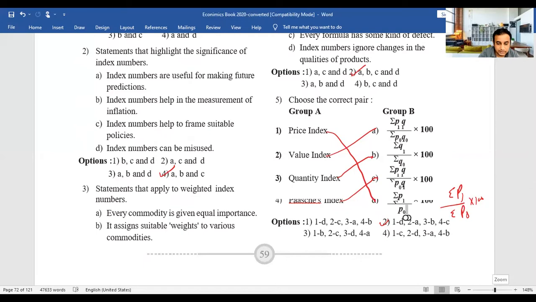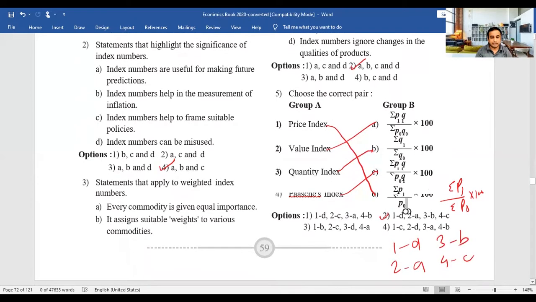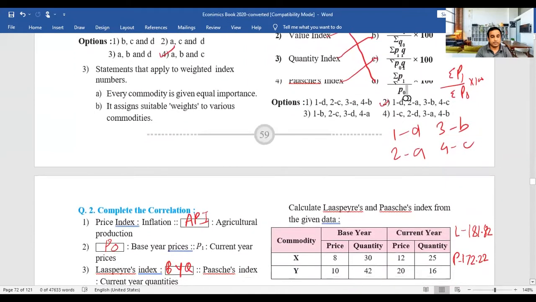That is 1D, 2A, 3B, and 4C. So this should be taken as a correct pairing.